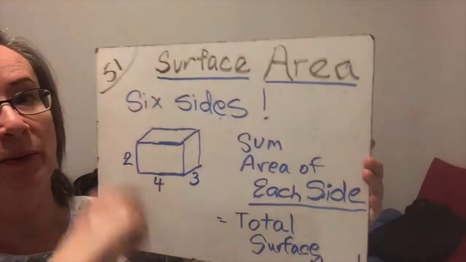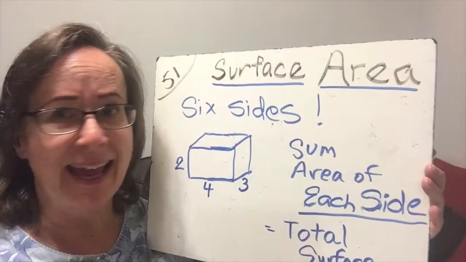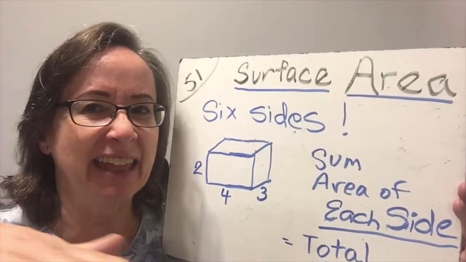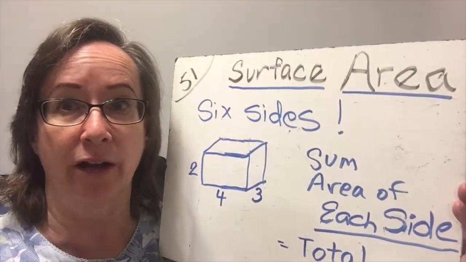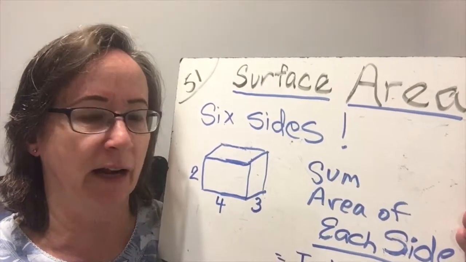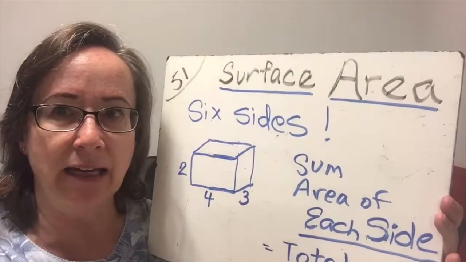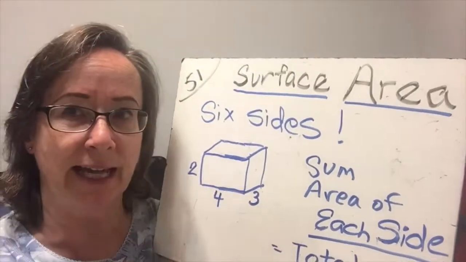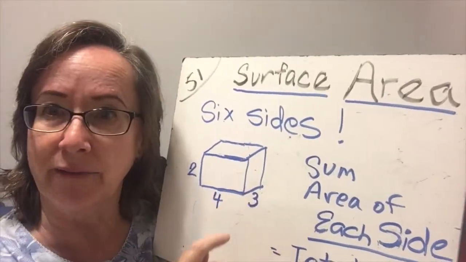And today we are doing lesson 51, which is on surface area. And surface area, remember, area is like the space that a rug would cover on a floor. That's the area. And the surface area is the area that would be on each side of a figure. So basically, remember that a rectangle's area was just the length times the width of the rectangle.